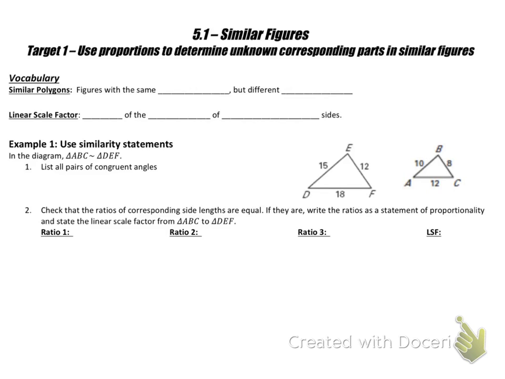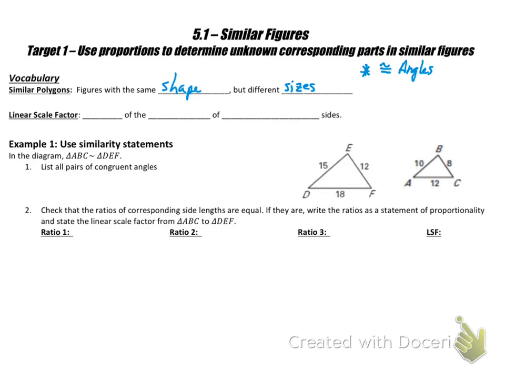Now, similar polygons are figures with the same shape. So it's the same shape, but now there's going to be different sizes. So they're not congruent anymore. They're either blown up or they're shrunk down. So there's a change in size. And the criteria involved is that you have congruent angles. So all of the angles need to be congruent.